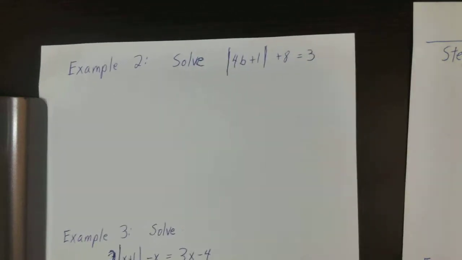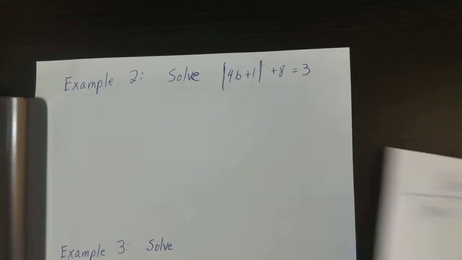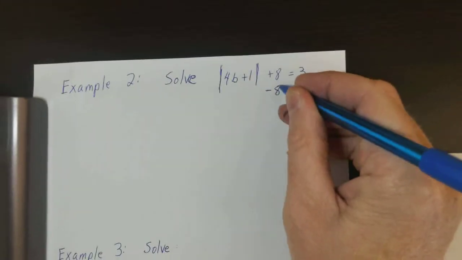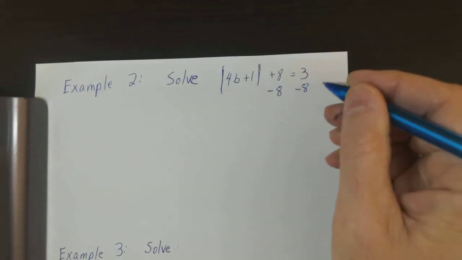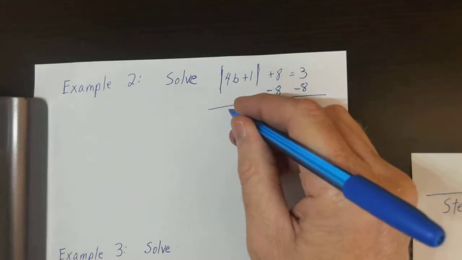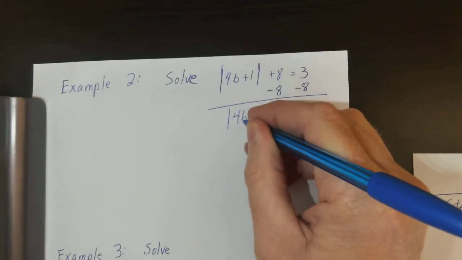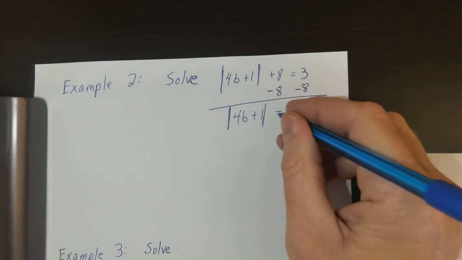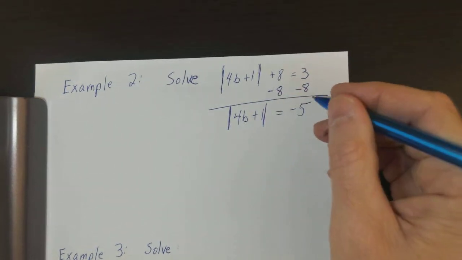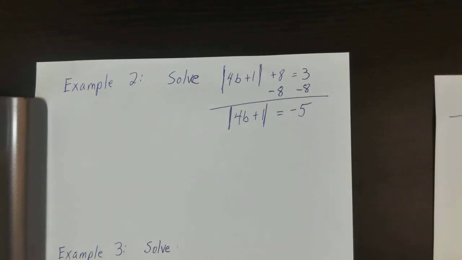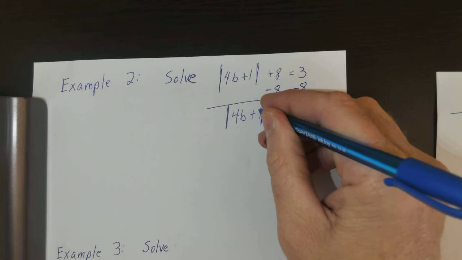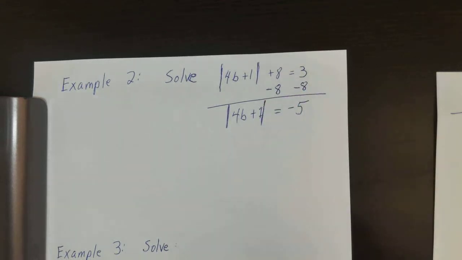All right, example 2. Isolate the absolute value. Here we do need to isolate the absolute value. I'm going to subtract 8 from both sides. I have the absolute value of 4b plus 1 equals negative 5.